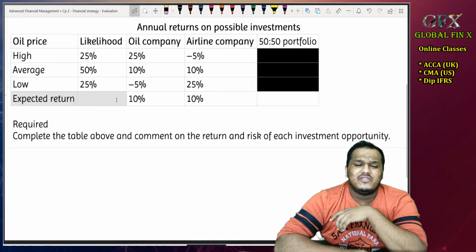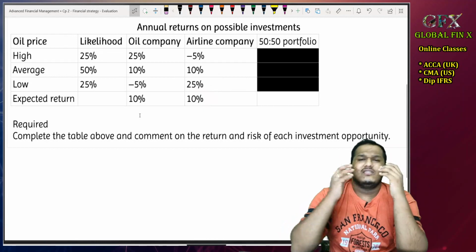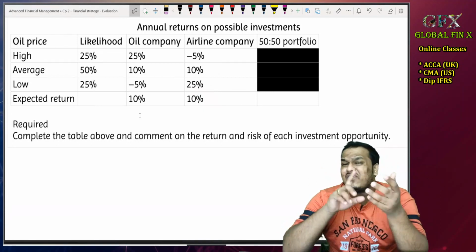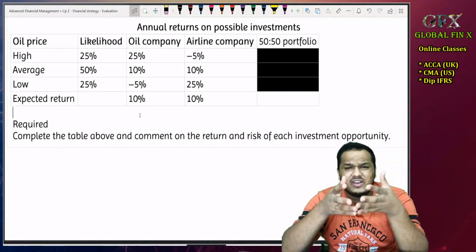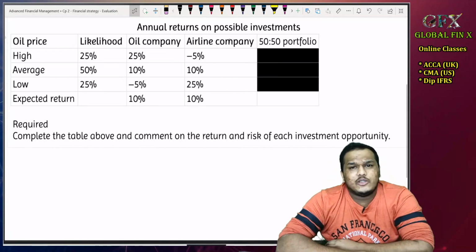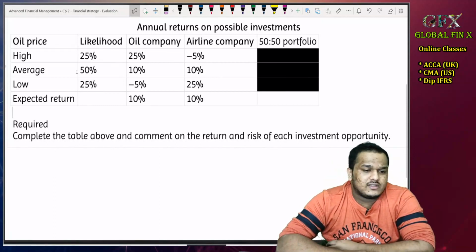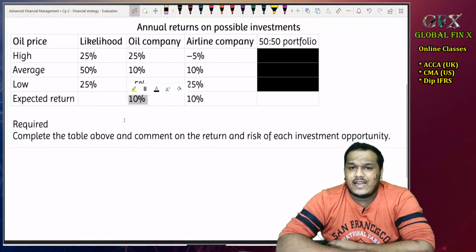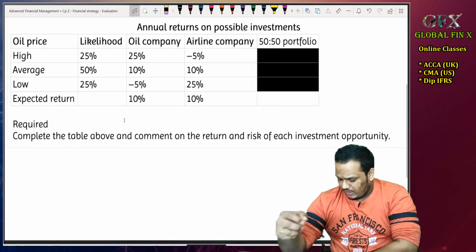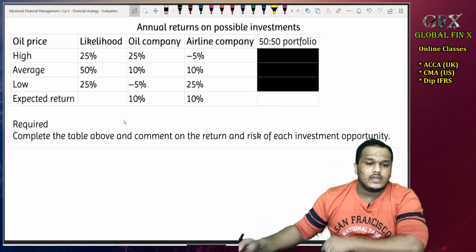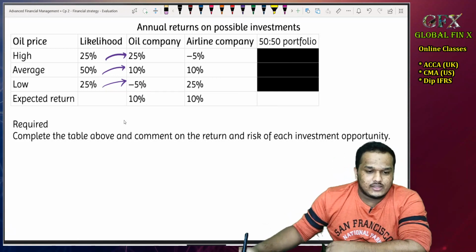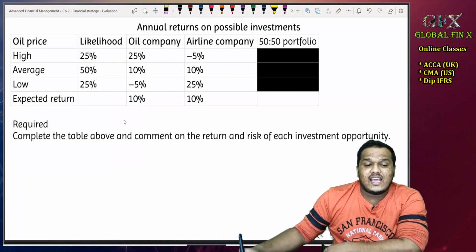And the expected return, we have been doing expected values since your childhood, right? In ACCA, expected values are calculated in F5, F7, F8, F9, SBR. Everywhere we calculated expected value, probability into the given value. So 25% of 25%, 50% of 10%, 25% of -5%. If you do it, you will get 10%. You can do it according to your convenience. If you are not comfortable, you can calculate it: 25% of 25, 50% of 10, and 25% of -5. Sum it up, you will get 10%.